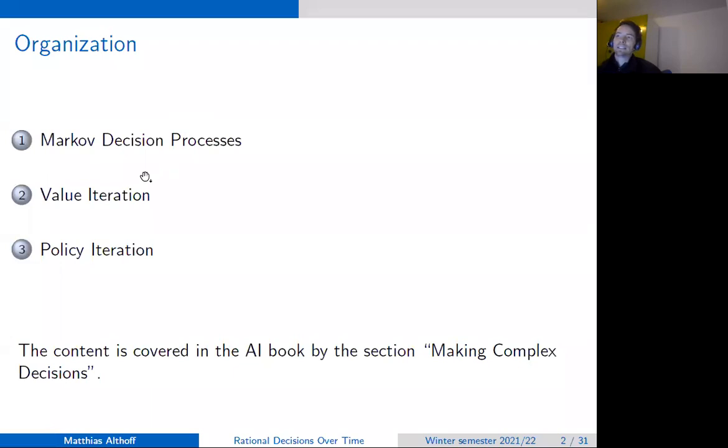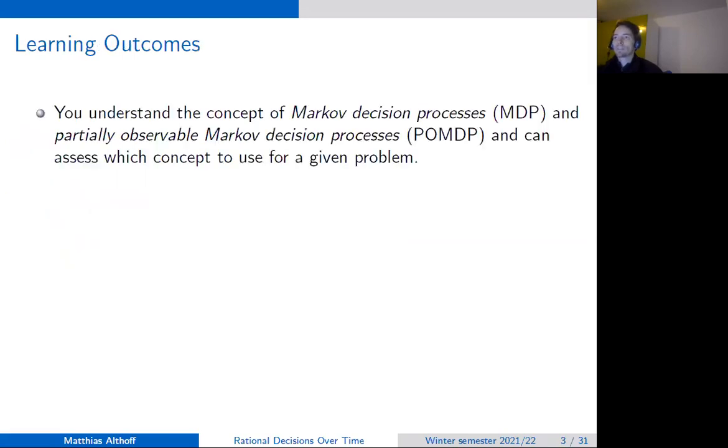And there are basically two ways of solving Markov decision processes. One of them is value iteration and the other one is policy iteration. And that's it. So this lecture is really simply structured. And as I said, I think it's very interesting.